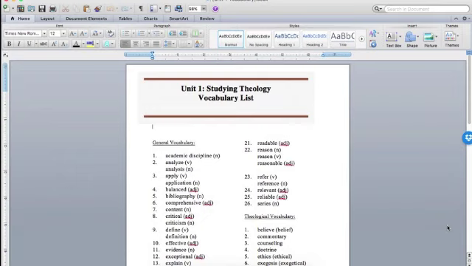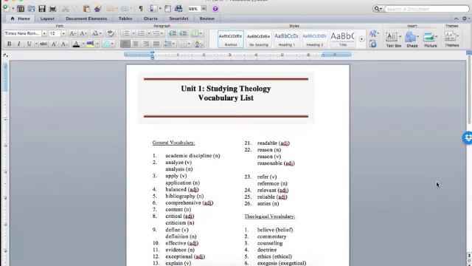Number 6, comprehensive. The encyclopedia entry about John Calvin is comprehensive, covering his theology, life, and historical context. Number 7, content. The book was beautifully written, but I felt that it lacked content.